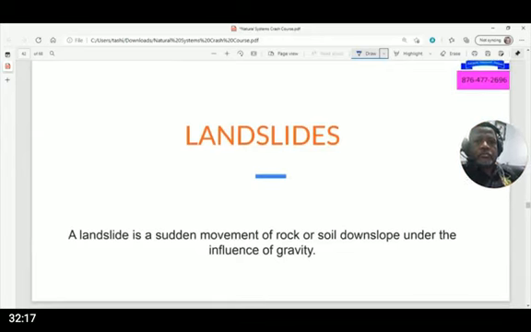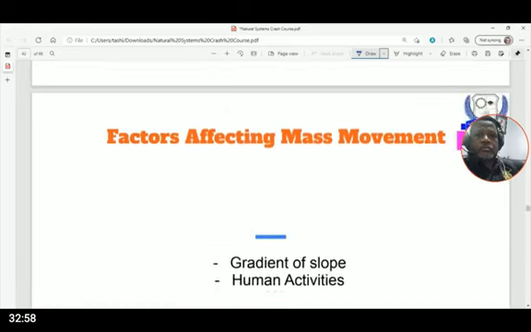So landslides, a landslide is a sudden movement of rock or soil downslope under the influence of gravity. So you notice again that the word slope, the presence of a slope, is important in both soil creep as well as in landslide, because if we did not have a slope, the weathered material would sit exactly where it is. That kind of movement, the mass movement, would not be taking place. So the presence of the slope is very, very important, right? So that's it for landslides.